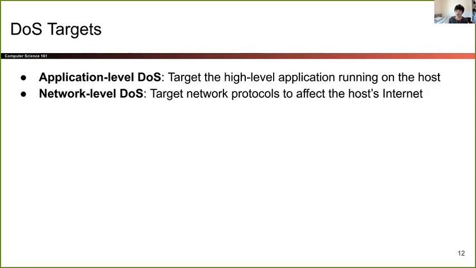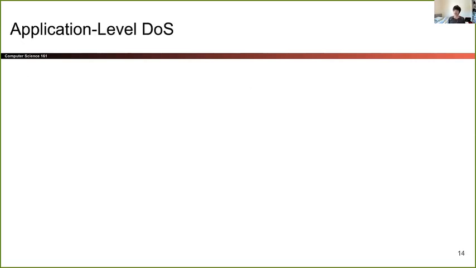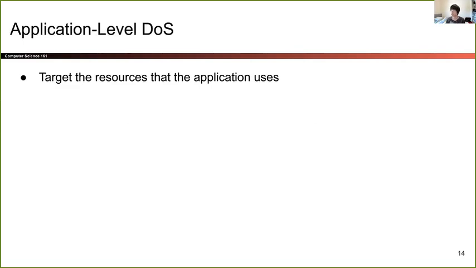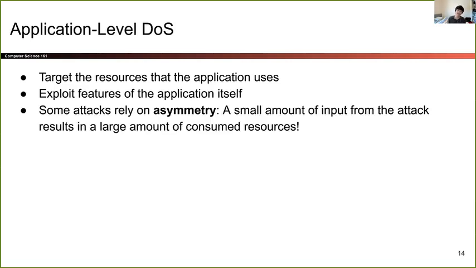All right, then let's move on to application level DOS. In this, we're targeting the resources that the application itself uses. This might also exploit features of the application itself. And some of these attacks are going to rely on asymmetry.